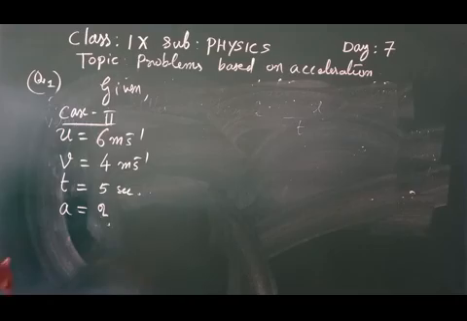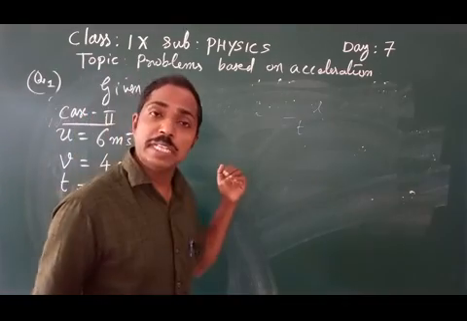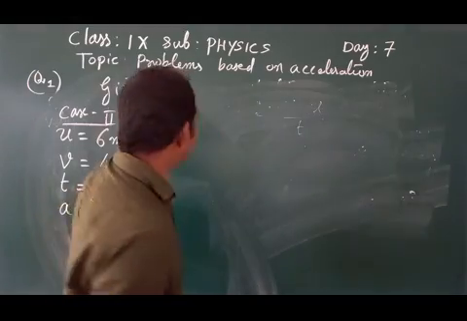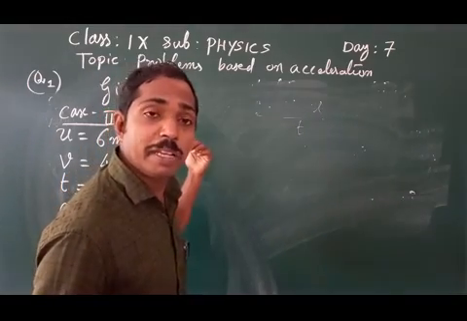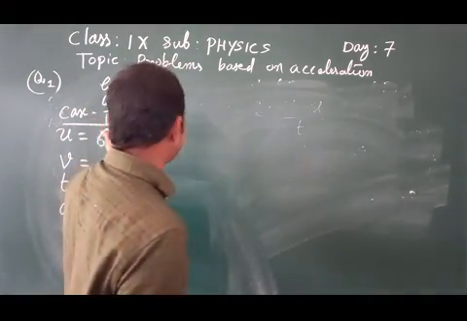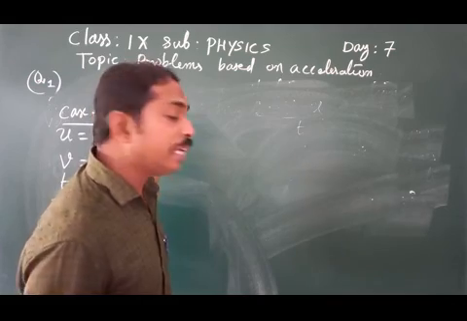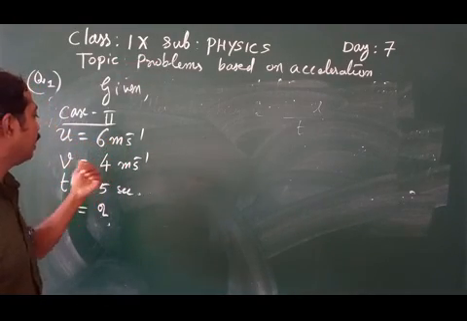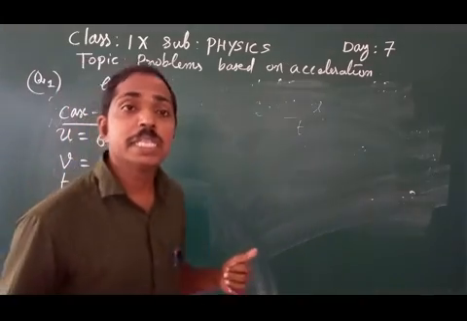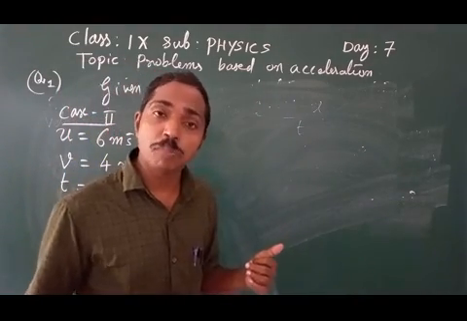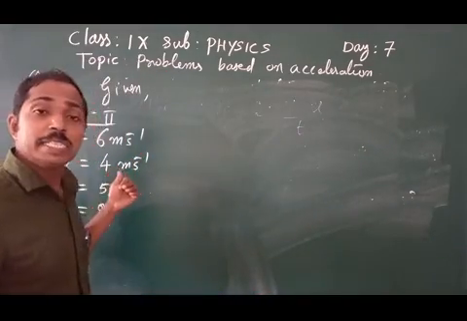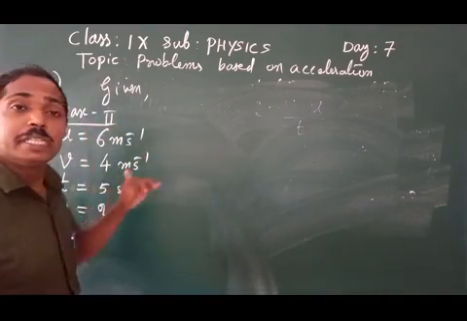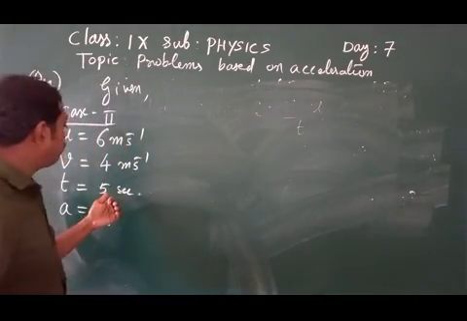Acceleration? So here initial velocity is 6 meter per second. What is the final velocity? In the first case, what was the final velocity? 6. That will be taken as initial velocity here. So we have U equal to 6 meter per second. Then final velocity is after the application of brake, that is 4 meter per second. The time taken to change the velocity is 5 seconds.